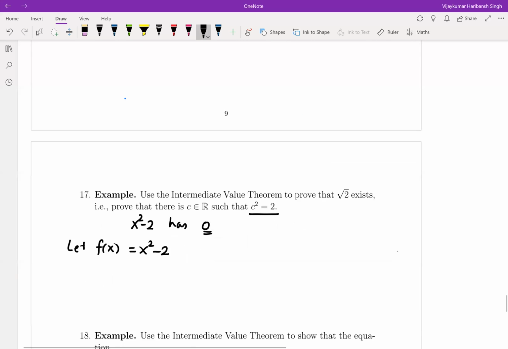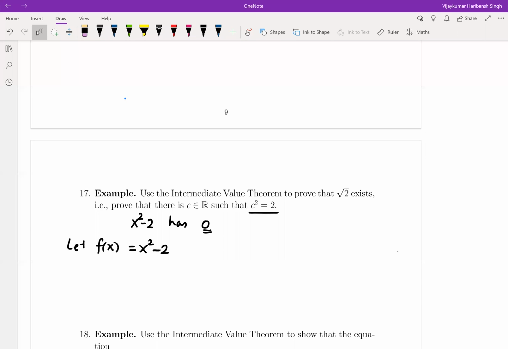Now we need to use the intermediate value theorem. So we'll see how we'll use intermediate value theorem. Note that f of 0 is minus 2 and f of 2 is 2 squared minus 2, which is greater than 0. This is less than 0.